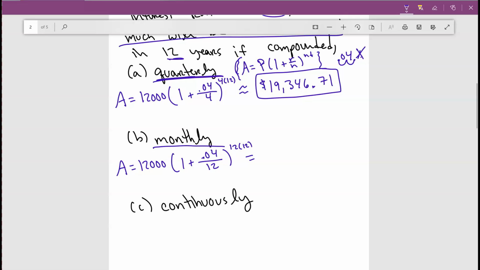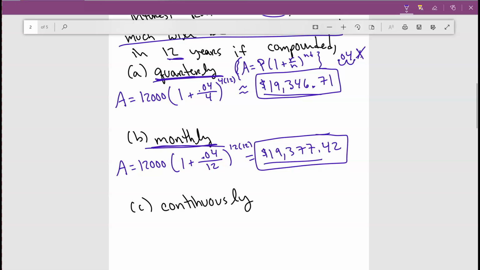So 12,000 times 1 plus 0.04 divided by 12, raised to the power of 12 times 12. And what I'm going to get is $19,377.42. So notice the difference between adding interest 4 times a year compared to every month. Look at the money. It's not really that significant.